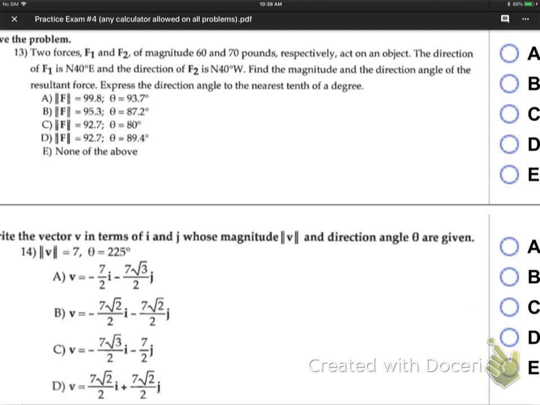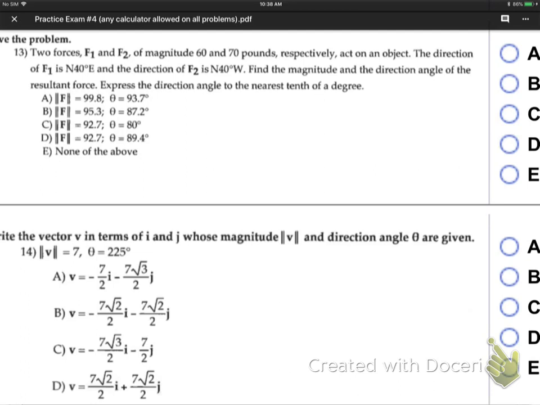So one is 40 east, the other one's 40 west. So you need a picture. It's not super important. I mean, you could really do it without a picture. It's not like the airplane one where the picture was really important. So two forces, definitely a physics problem here. Two forces acting. So draw.